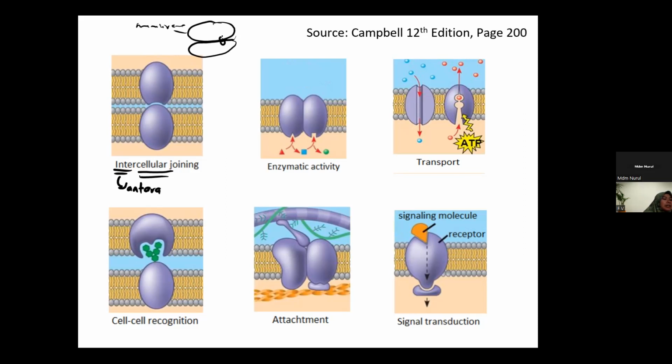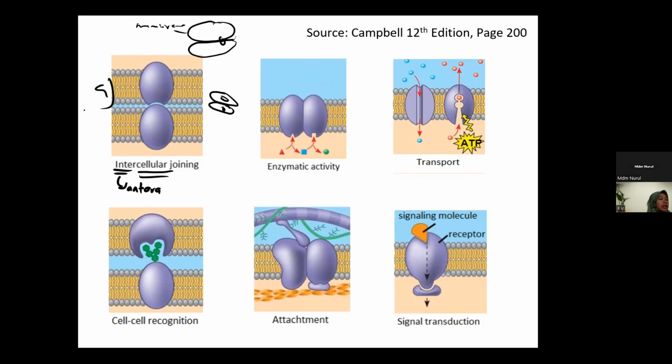Faham ke? Okay. Ataupun sel jantung dengan sel jantung. Ni satu sel pipi, yang ni satu sel pipi yang lain. So sel pipi A dengan sel pipi B boleh berhubung melalui intercellular joining by using proteins. Okay, number two. So you ingat eh, kalau gambar macam ni je, the function is for intercellular joining.